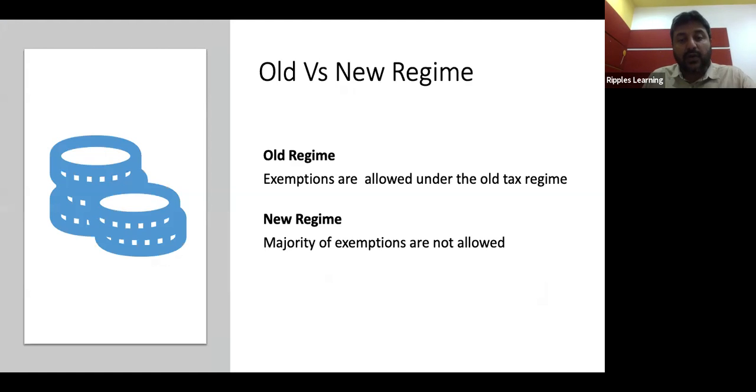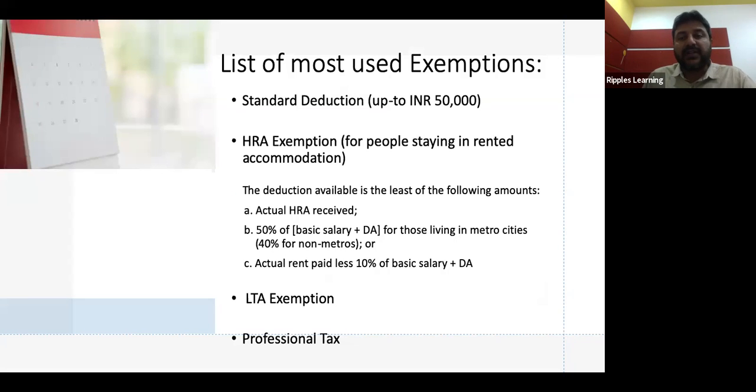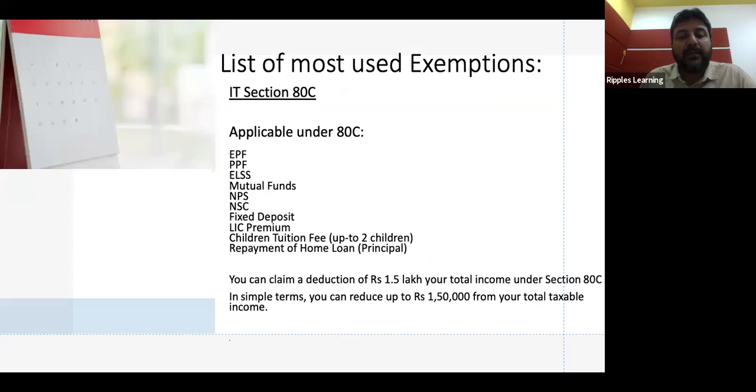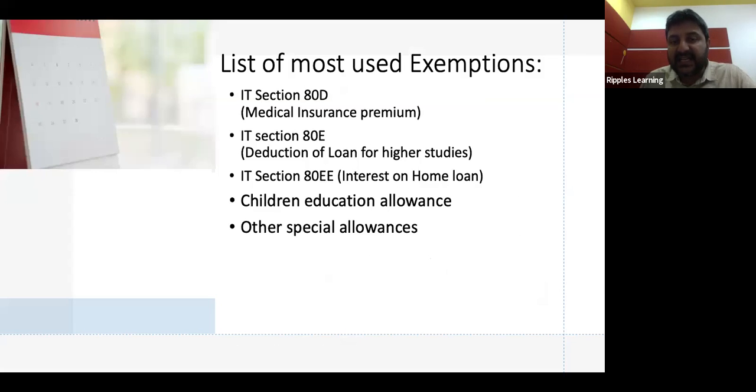We understood the role of exemption. We understood that in the old regime it is as it is, exemptions are applicable. In the new regime, the majority of exemptions are not applicable. We understood that the most claimed exemptions like standard deduction, HRA, LTA, professional tax, IT section 80C, 80D, 80E, 80EE, and allowances like child education allowance or other special allowances are not allowed under the new regime. It is all allowed in the old regime.